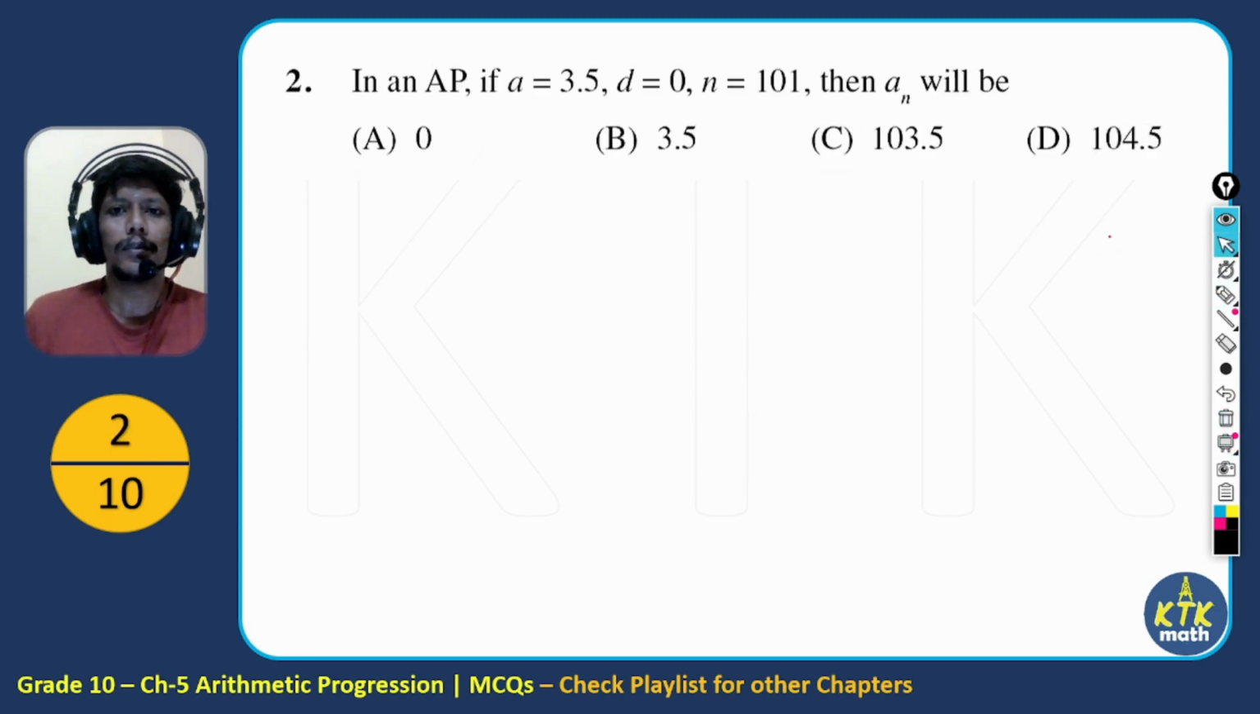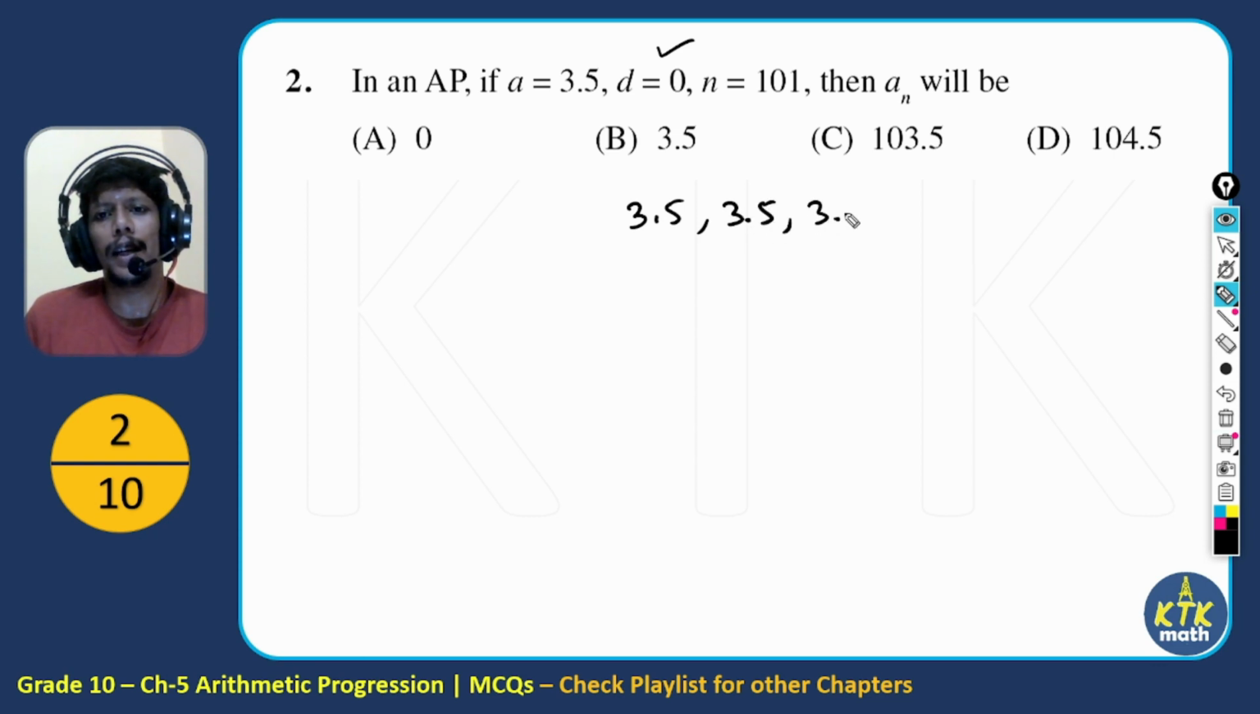Question number 2. In an AP, if a is equal to 3.5, d is 0. Okay, it sounds easy. d is 0 means what? This a only continues as the term of the entire AP. So you don't need to bother about that. So a_n will be the same, 3.5 only.